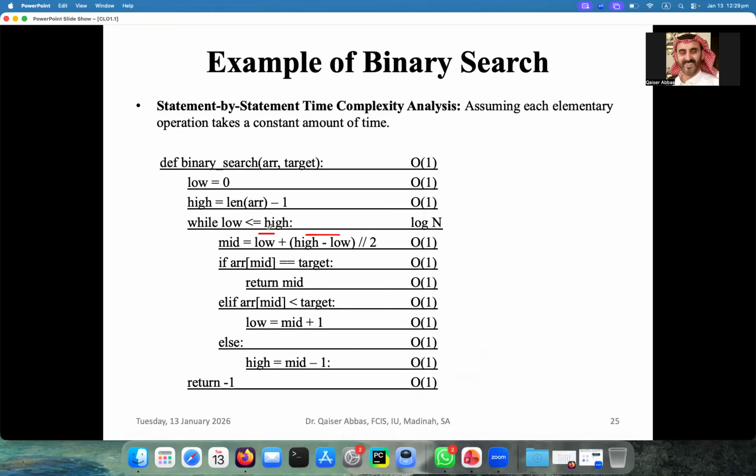So if starting is 0, and the length of the array is 5, then 5 minus 1 is 4. For example, if the total size of the array is 5, then the indices are 0 to 4. So 0 plus 4 is 4, 4 divided by 2, and then you will have the mid.